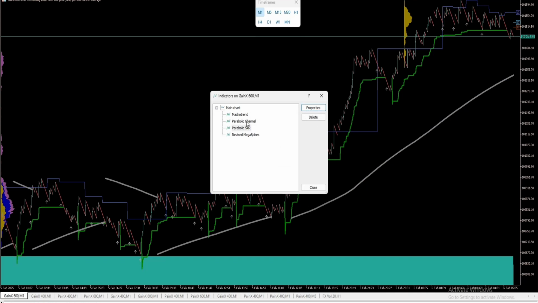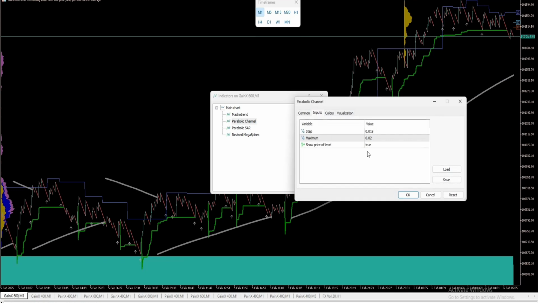Now the next thing is the parabolic channel. The parabolic channel is also an indicator which is developed from the parabolic SAR. The parabolic channel we are going to be using to take profit. The color you are seeing here for the parabolic channel is blue. So as you can see, those are the blue lines that you see within the chart, and it has the same features as the parabolic SAR. We have the show price level, the maximum, and then the steps. So the settings are going to be just like this, and all that.